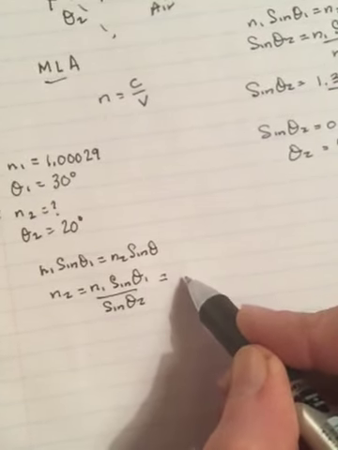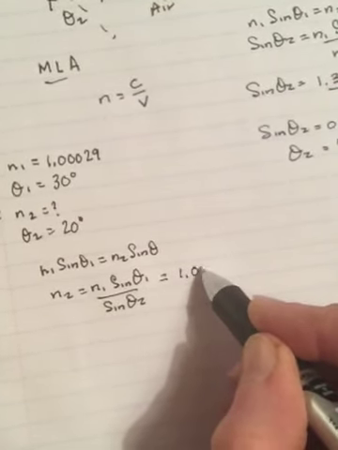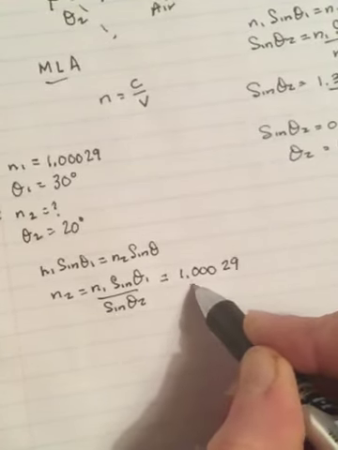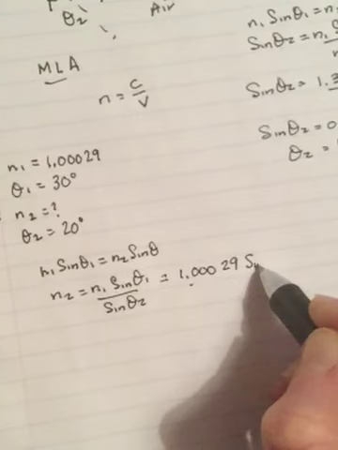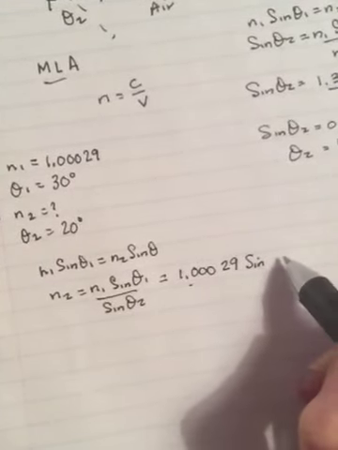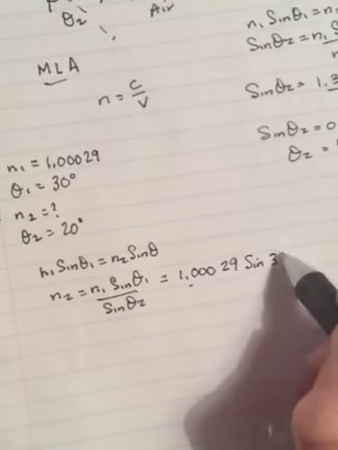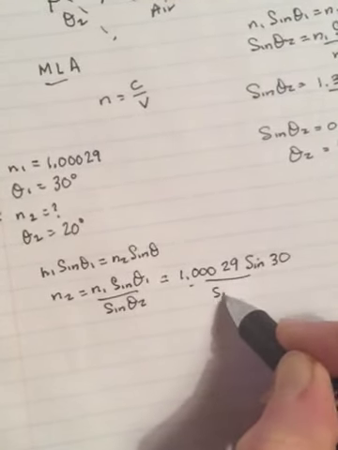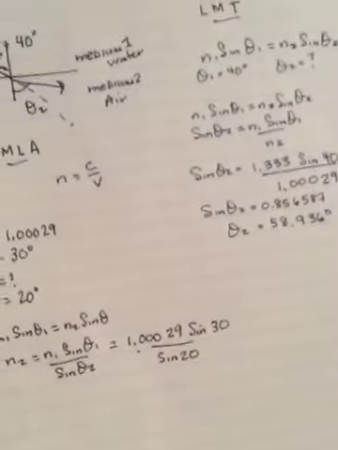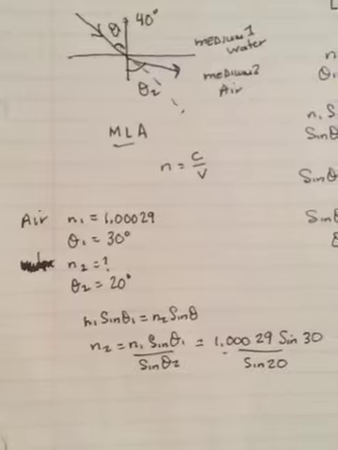Instead, we're going to put in our air, 1.00029. I might have one too few zeros there than I'm supposed to, but you still get the same idea of how to do it. Just use the right index, over the sine of 30 divided by the sine of 20. And then you punch this in your calculator. While you're doing that, I'm going to check the index. It really is 3 zeros, so I'm okay.